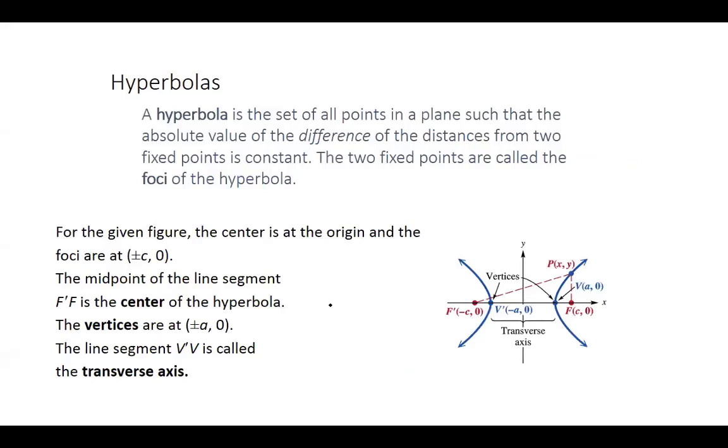A hyperbola is a set of all points in a plane such that the absolute value of the difference of the distances from two fixed points is constant. The two fixed points are called the foci of the hyperbola. For the given figure, the center is the origin. The foci would be at plus and minus c, 0. The midpoint of the line segment F prime F is the center of the hyperbola. The vertices are at the points plus and minus a, 0. The line segment V prime V is called the transverse axis.